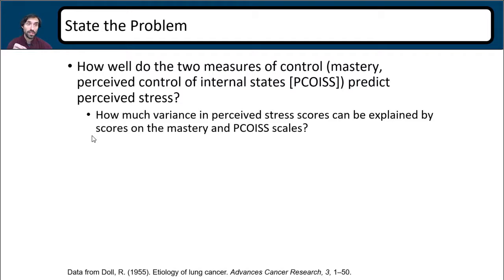Our research question, so say you were to do this for your project or you have an exam coming up, you would put how much variance in perceived stress scores can be explained by scores on the mastery and PCOIS scale. Let's do a quick other example and just change this up a second. So I want to use some scores elsewhere. So let's try how much variance in grades can be explained by reading and writing scores. Okay, so you're asking how much variance in a certain score, our y, can be explained by our x's.